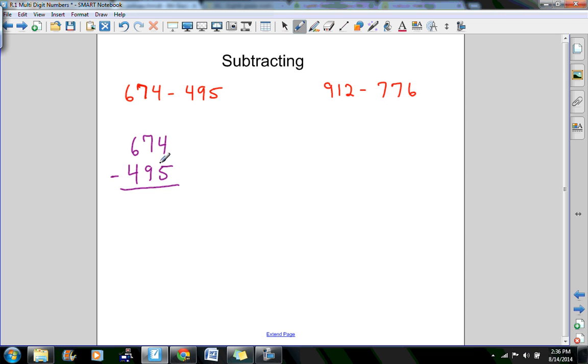So I go 4 minus 5. Well, that doesn't work, or it makes a negative number, so I have to line it up. 14 minus 5 is 9. Once again, I have to borrow. So 179. Here is the answer. Okay.